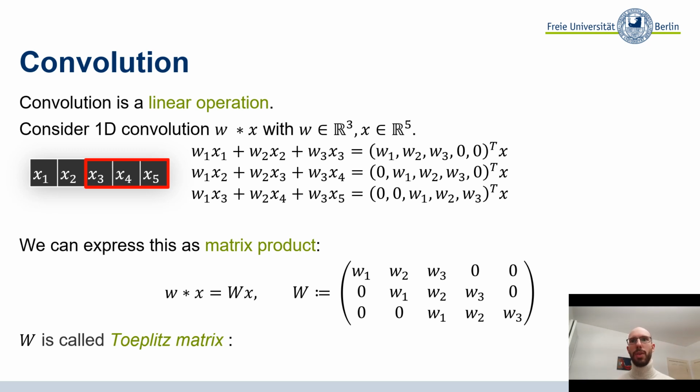And now if we do that for the entire convolution, we can express this as a matrix product, so W convolved with x is equal to a matrix W multiplied with x. And our matrix W would look like this. The name of this matrix is a Toeplitz matrix. Now you know from linear algebra that a matrix is a representation of a linear map. So in other words, this is a representation of the linear map corresponding to convolution. So we have shown that convolutions are also a type of linear map.